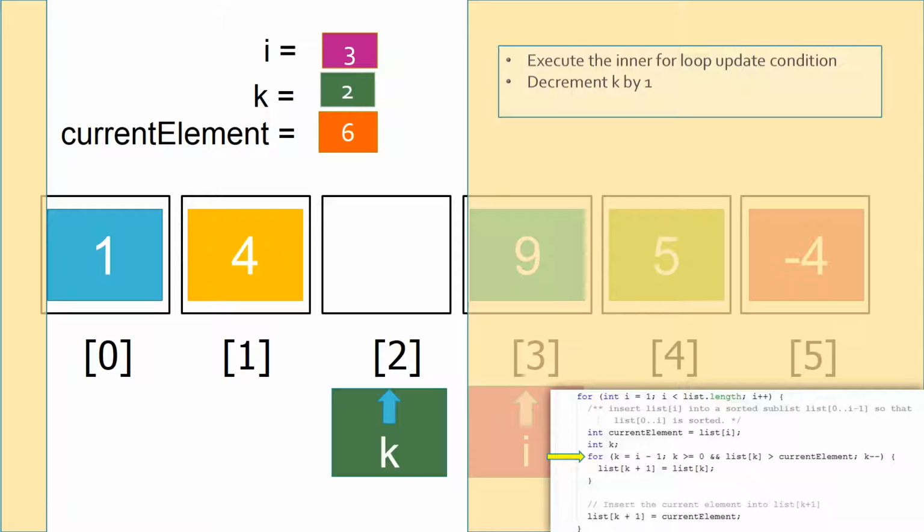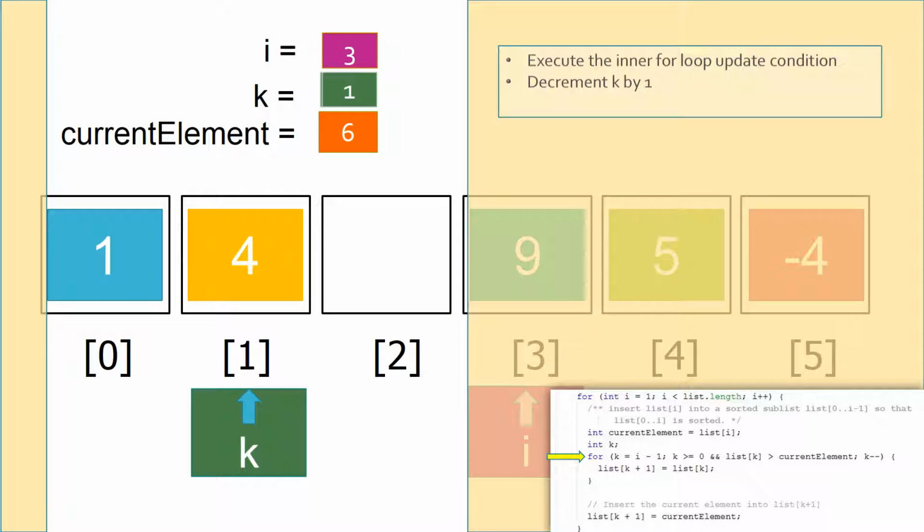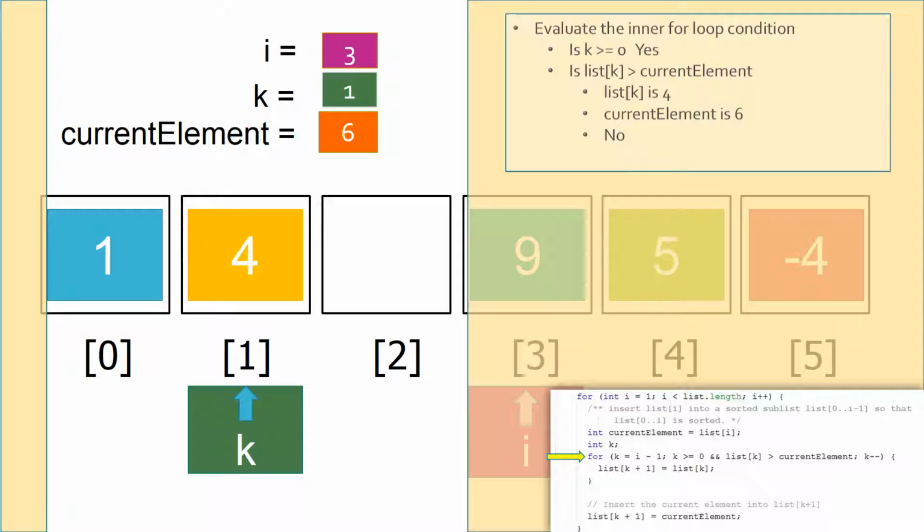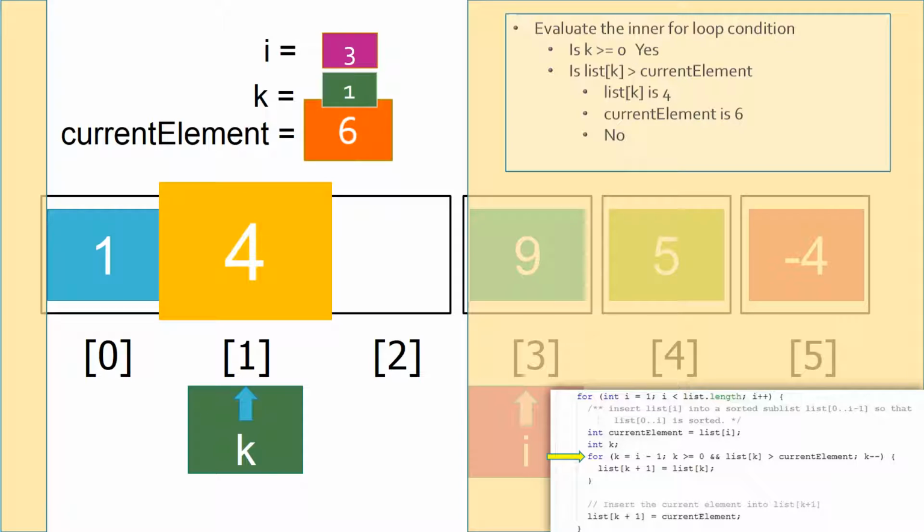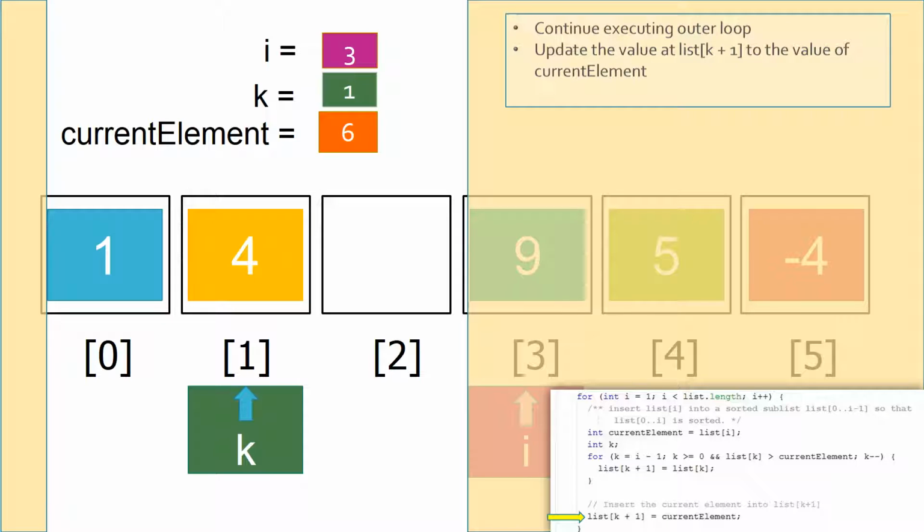Now, we want to execute our inner loop update again, by decrementing k. So we'll move it over there a little bit. Evaluate our condition again. Is k greater than or equal to 0? Yes, it is. Is the data at list position k greater than our current element? No, it's not. So we will not execute our inner loop again. We'll fall through and update the data at k plus 1 in our list array with our saved current element.